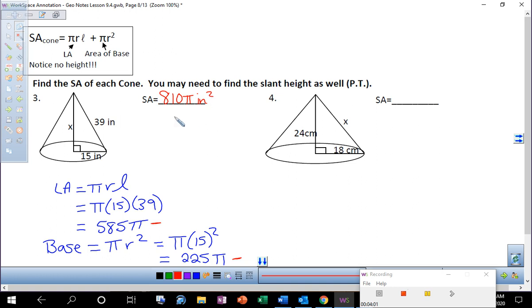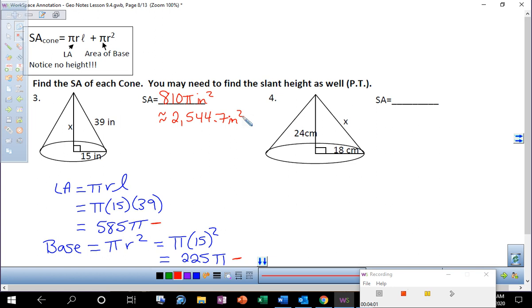And if you wanted to put that into your calculator to get the decimal answer, it would be approximately 2,544.7 inches squared. So pretty straightforward. There wasn't a whole lot extra we had to do on that one other than just making sure the correct values got into the correct spot in the equation.